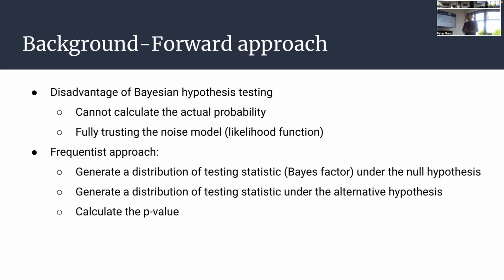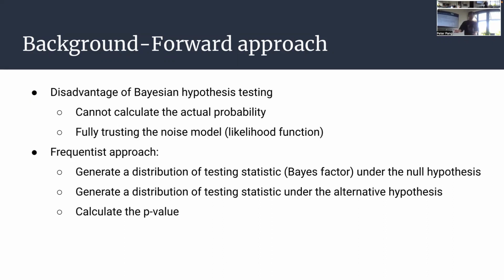So unfortunately, for very robust hypothesis testing, the frequentist approach is still the way that we would go. And the frequentist approach can go along the following lines. First, under the null hypothesis, let's say there are no gravitational waves in the data, and then you generate a bunch of test statistics. For instance, let's say the Bayes factor you use as the test statistic. And then you have a distribution of the background.